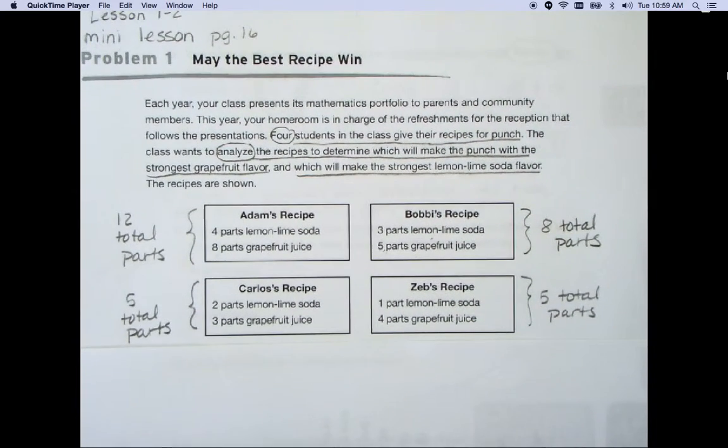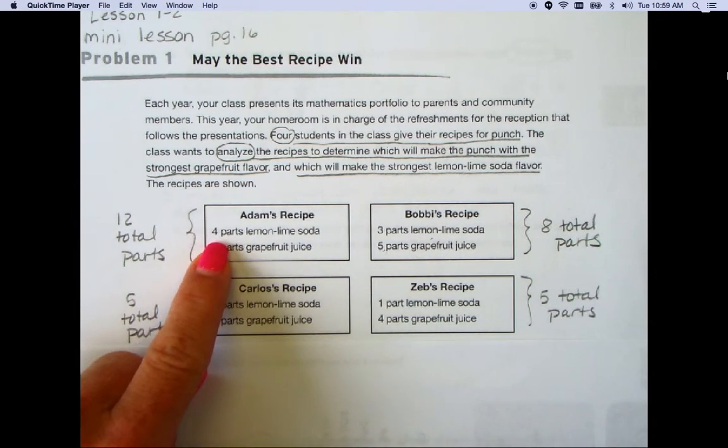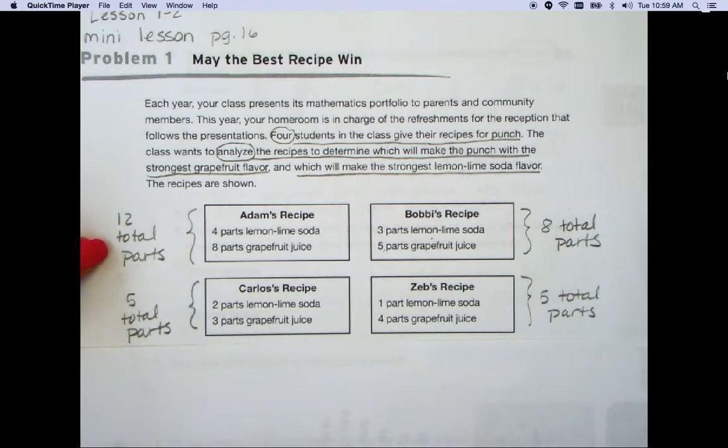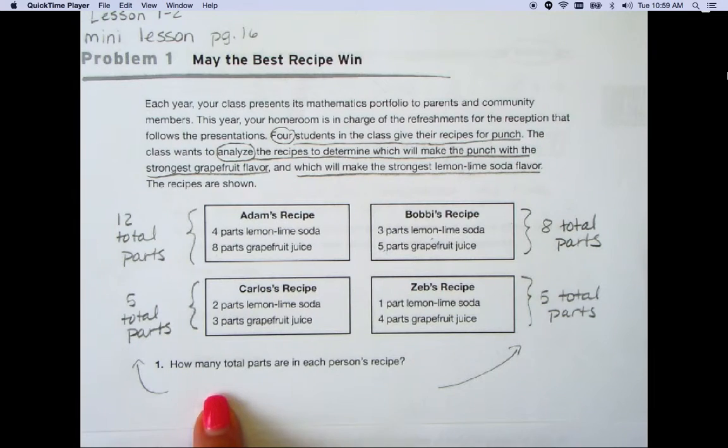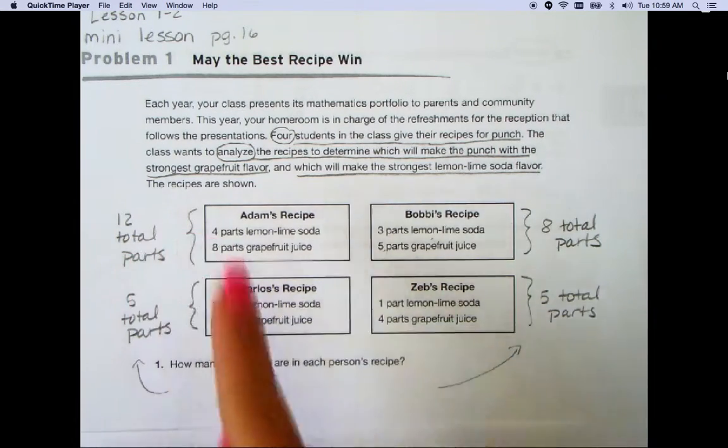When we look at all these recipes, I wanted to look at how many total parts there were as well. So Adams is made up of 4 parts of lemon lime, 8 parts of grapefruit. That means 8 plus 4. We have 12 total parts. So I did that for the 4 different recipes, which is actually what they're asking in question 1. So instead of writing it here, I wrote mine up above.